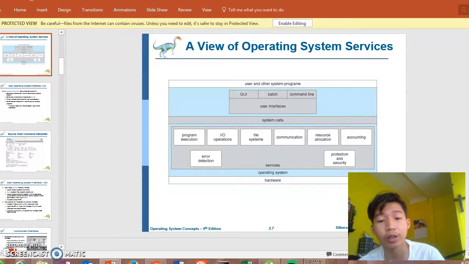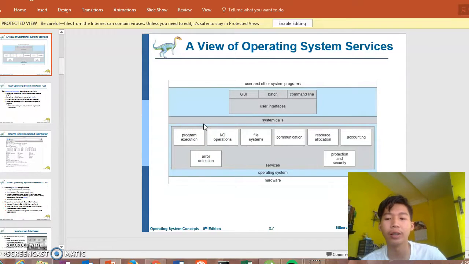And the second one is the I/O operation. An I/O subsystem comprises I/O devices and their corresponding driver software. Drivers hide the peculiarities of specific hardware devices from the users.